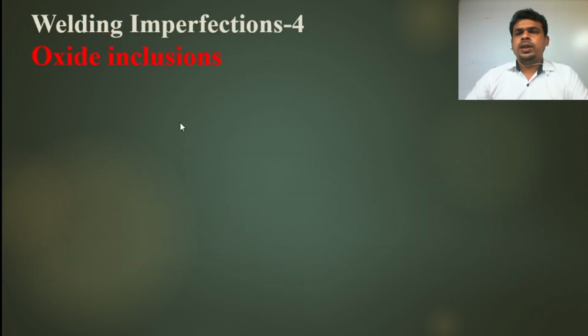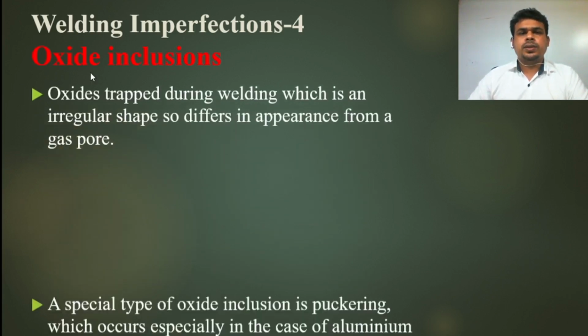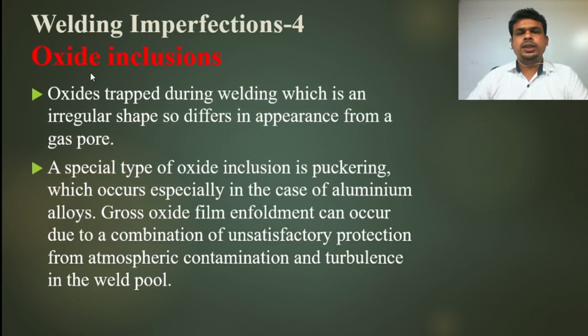Another is oxide inclusion. So what is oxide inclusion? Oxide is trapped during welding, with an irregular shape that differs in appearance from a gas pool. A special type of oxide inclusion is puckering, which occurs especially in aluminum alloys. Gross oxide film and fold can occur due to a combination of unsatisfactory protection from atmospheric contamination and turbulence in the weld pool. So this is what oxide inclusions are.